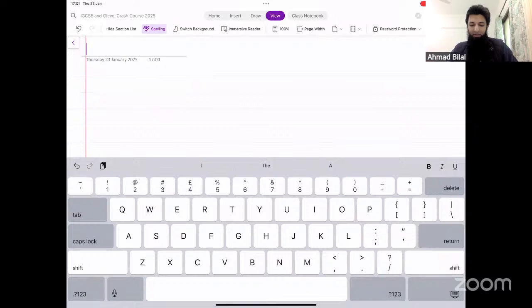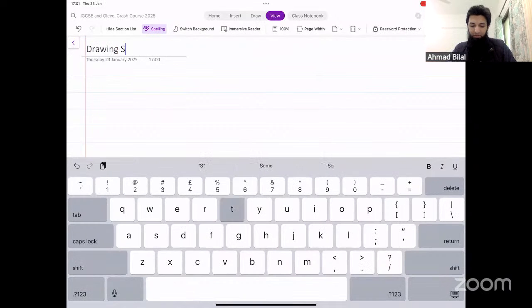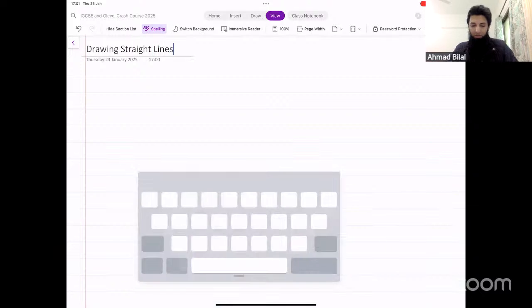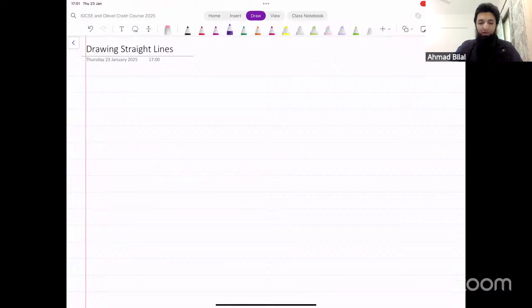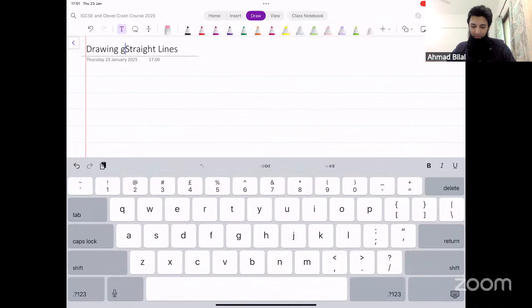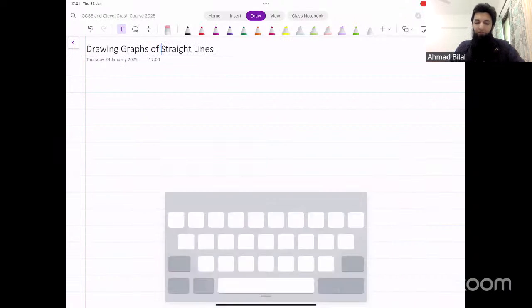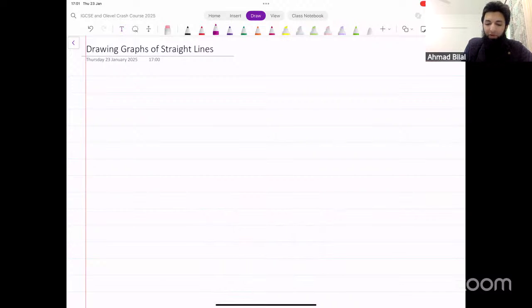That is drawing straight lines. Okay, that's a small thing that you should know here. Before we talk about shading inequalities, drawing straight lines, drawing graphs of straight lines. So if you have any straight line, for example, if you have x plus 2y equal to 4, and what you want to do is draw the graph of this function. How would you do that?